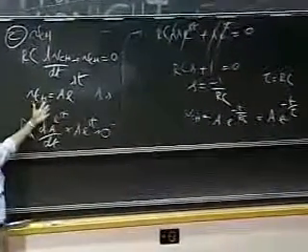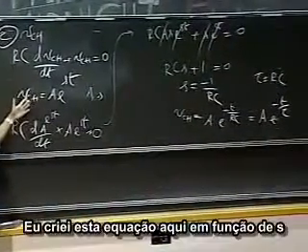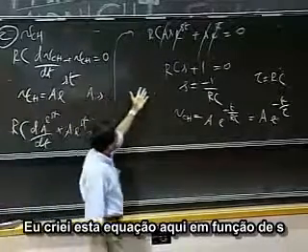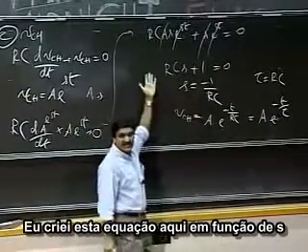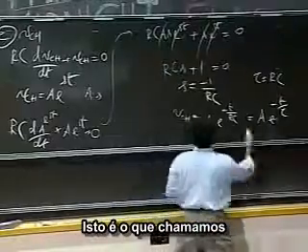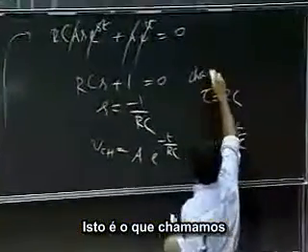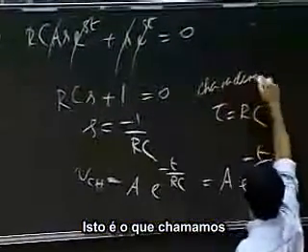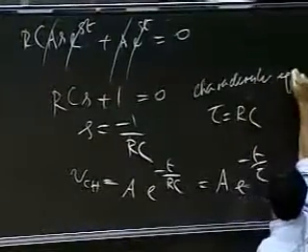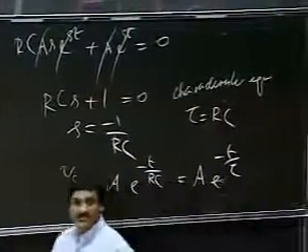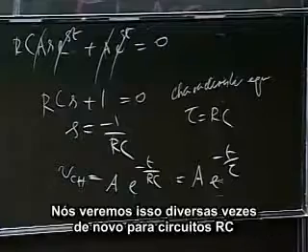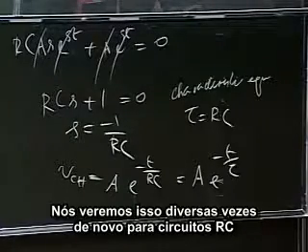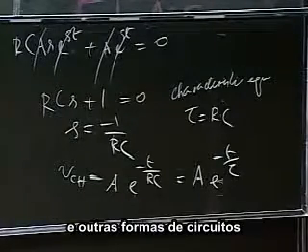I assumed the solution of the form A e to the st. Okay? I created this equation here in s. Okay, this is called the characteristic equation for that circuit. Okay, we'll see this time and time again for RC and other forms of circuits.